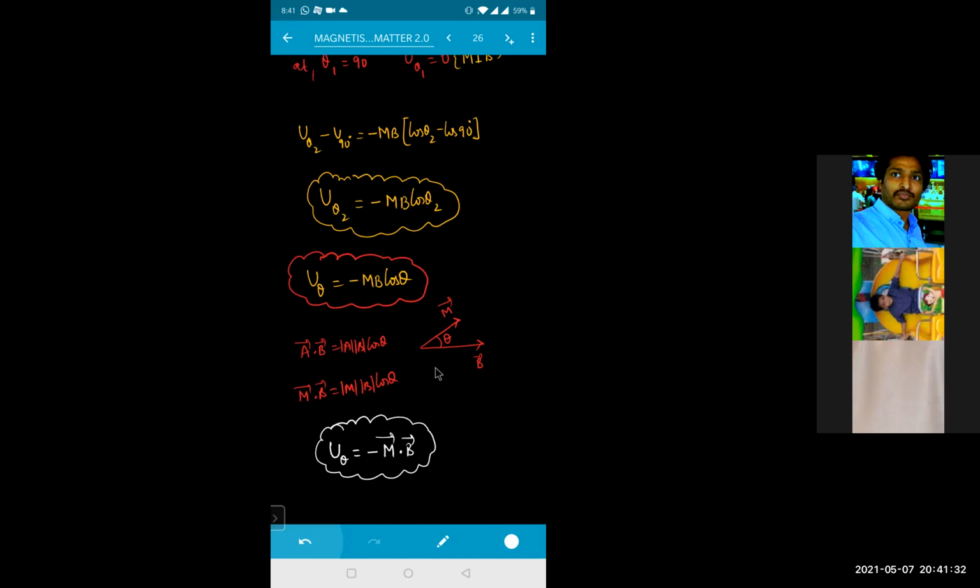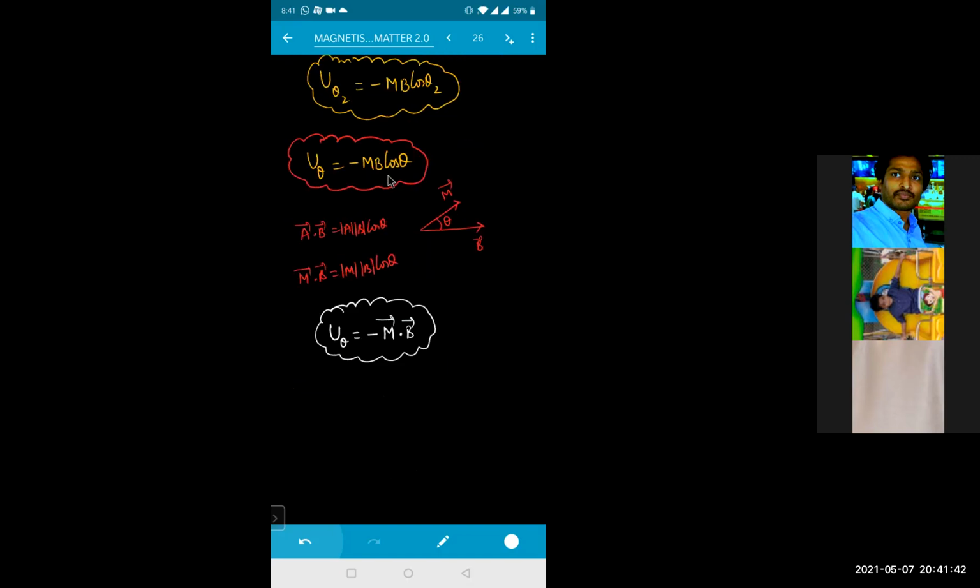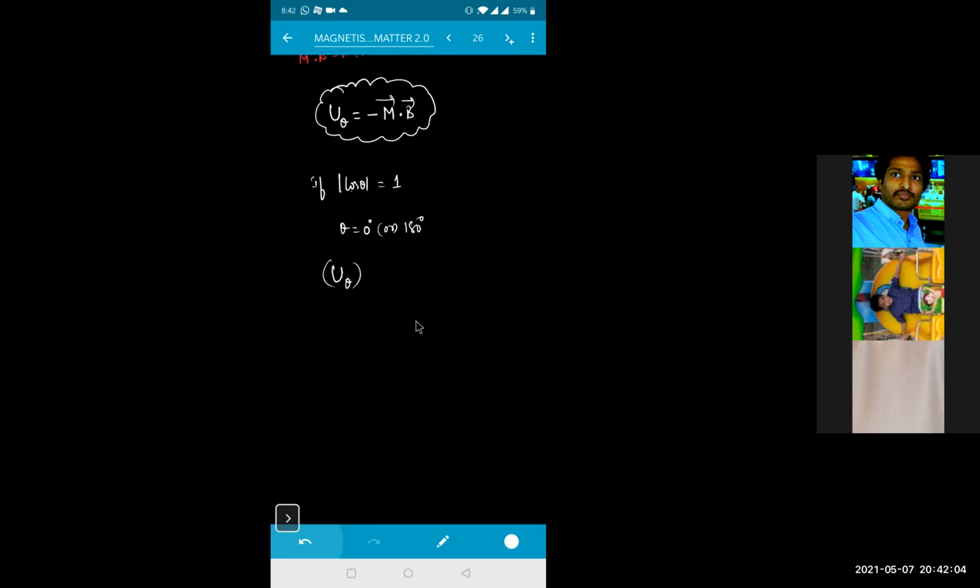So when will it be maxima and when will it be minima, beta, can you tell me? When is the potential energy maximum? When the magnitude of cos theta is maximum, that is, cos theta equals 1. When is that possible? When theta is equal to 0 degrees or when theta is equal to 180 degrees. Cos 0 is 1, cos 180 is also 1 in magnitude. So the potential energy will become maximum.